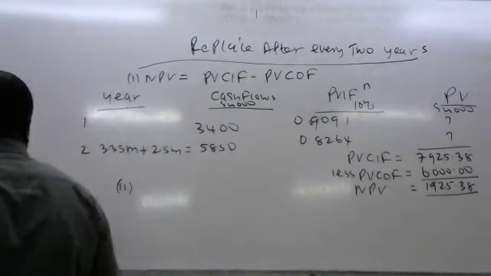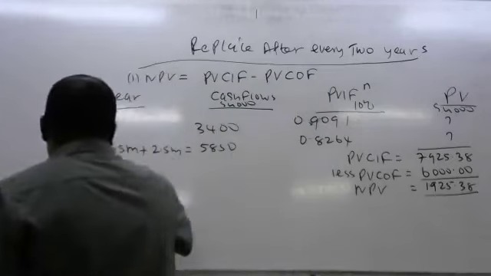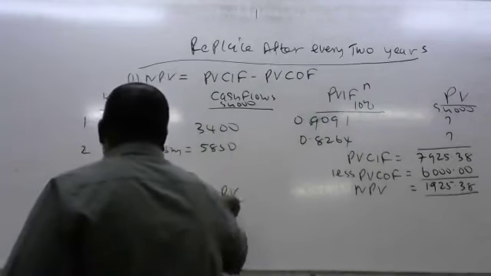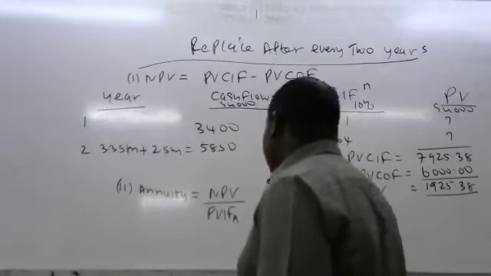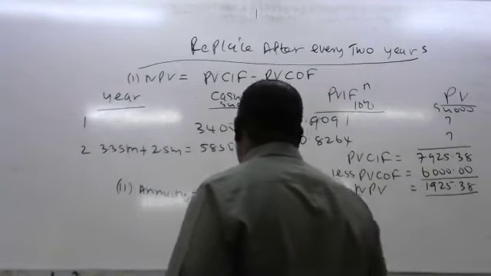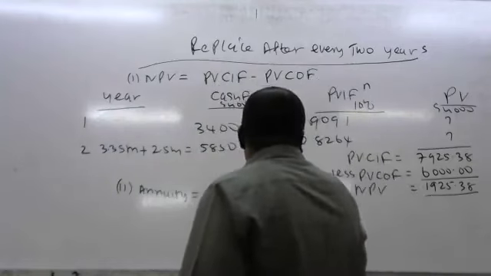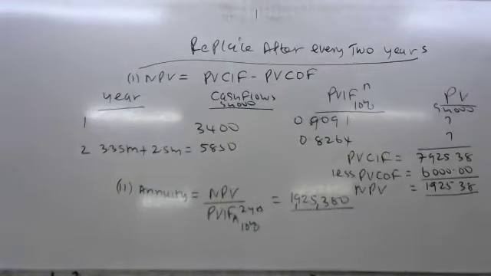There is also step number two. In step number two, we compute the annuity. Annuity is NPV divided by the present value interest factor for the annuity, 10% for 2 years. So that NPV is 1925.380. So confirm in the second table. What is there as 10% in year 2?